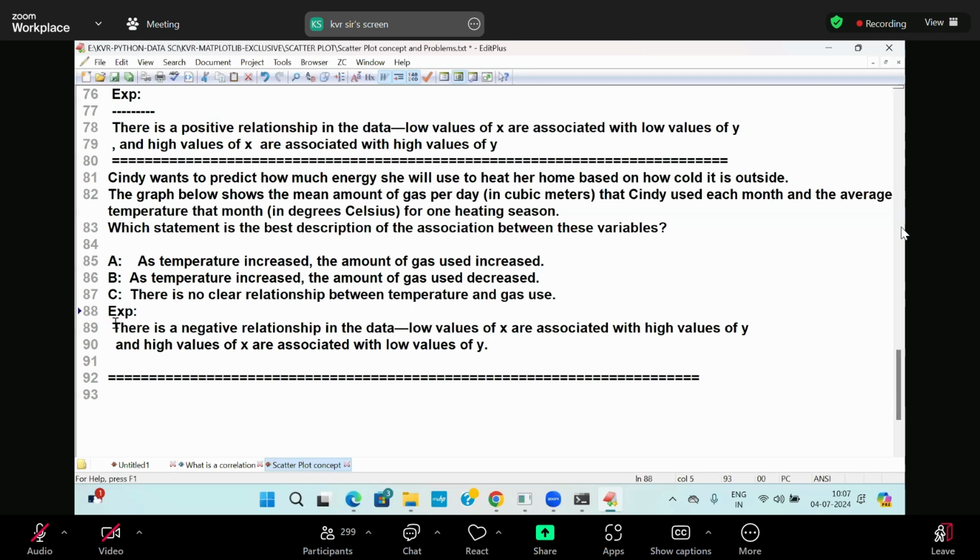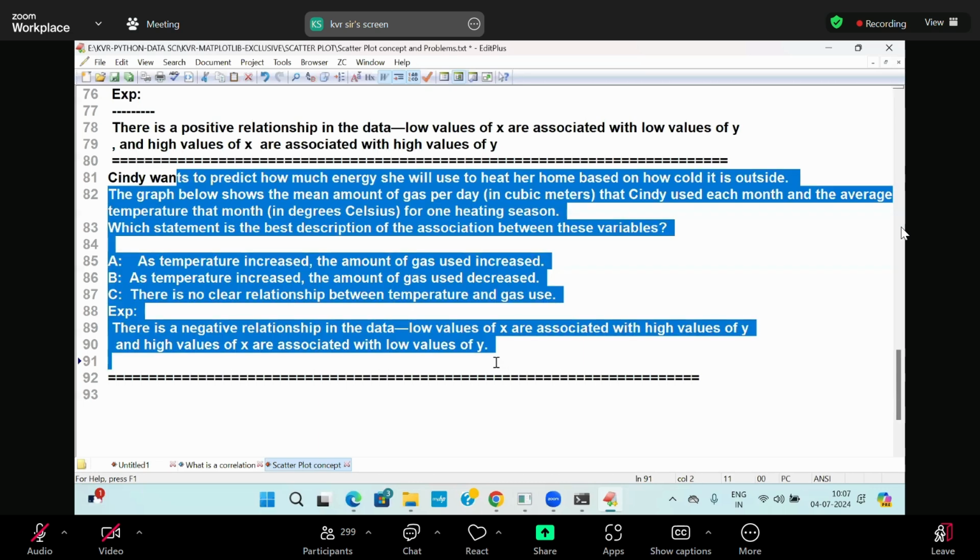So that's it. Explanation: there is a negative relationship in the data. Low values of X are associated with high values of Y, and high values of X are associated with low values of Y. Are you following this? Such types of questions are coming. You must have the prediction over there.